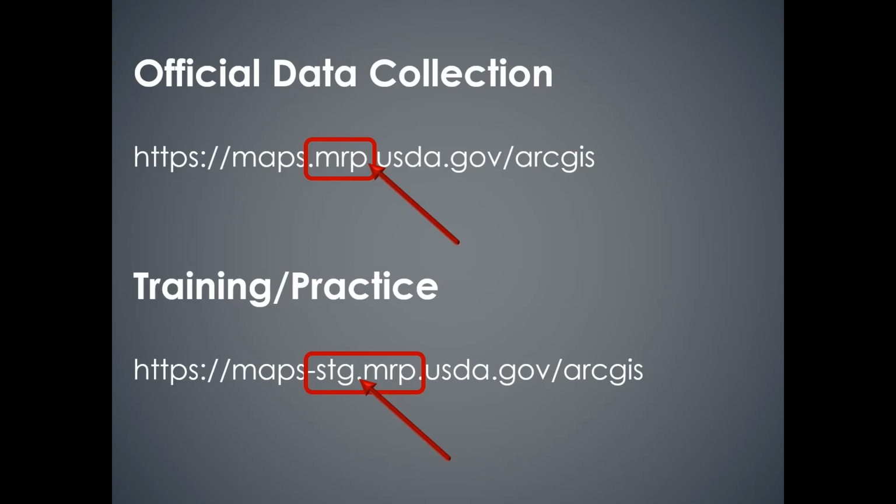I have my iPad, where we will practice entering data, signed into the staging portal, and my iPhone has the official data site, the MRP maps.mrp site, our official production map up. So I can show you the difference hopefully in a little bit, but just be very careful where you're entering data.